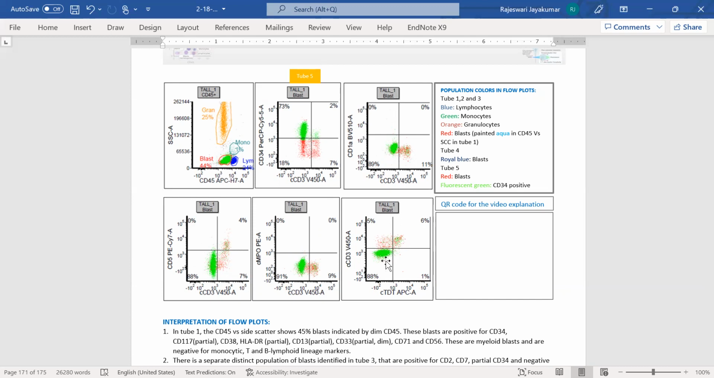as you see in ETP-ALL, where they will express myeloid markers like CD117 or CD13 or CD33. Why is this not that? Here, you see two distinct populations, where one expresses only the T cell markers and the other expresses the myeloid markers. But in ETP-ALL, it will be the same population of blasts that expresses both the T cell markers and the myeloid markers. So that helps differentiate.